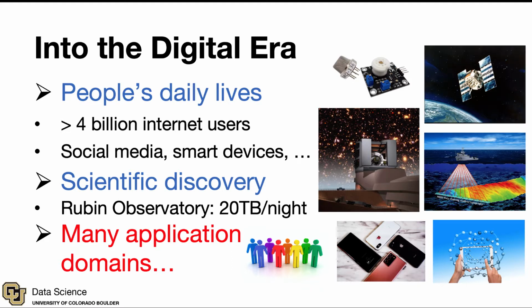As another example, think about scientific discovery. In those domains, we are seeing an increasing number of sensing devices and increasing sensing capabilities. As a result, we are continuously generating a lot of information for scientific discovery. As a quick example, think about the Rubin Observatory, a telescope that looks at the sky every night. It can generate more than 20 terabytes of information per night. And of course, there are many other application domains where a lot of data is being generated and used in many different ways.